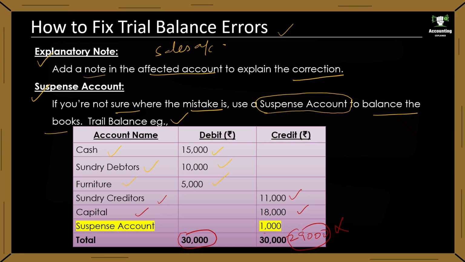What will you do? Now you have come to the end of the year, you have to close the accounts. You don't know what is that suspense amount or the mysterious amount. So you open an account called suspense account, on the credit side, rupees 1,000.